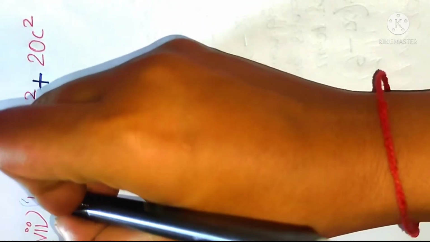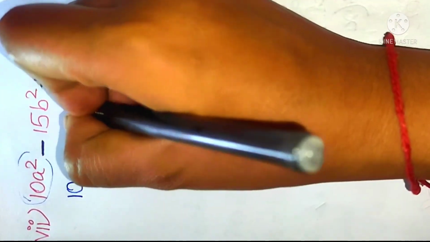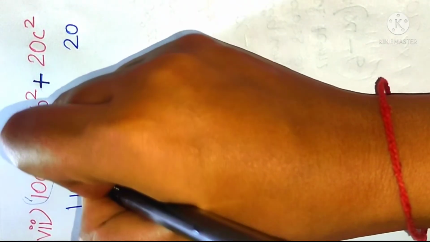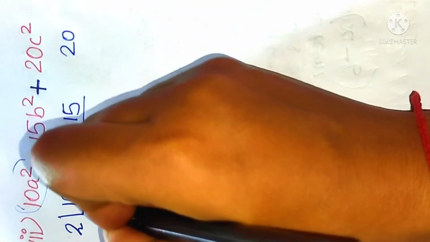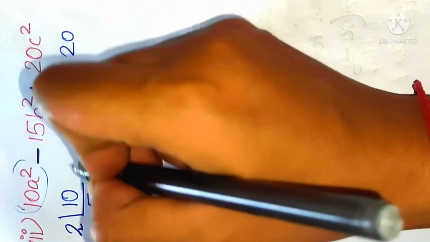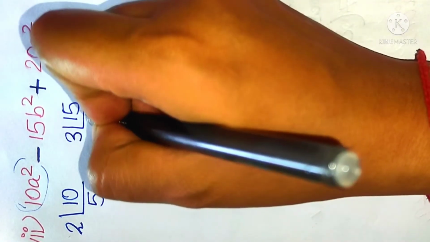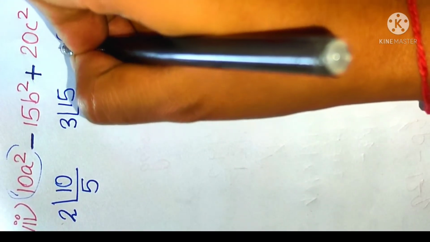Now we need to factorize the constant. Here we have 10, here we have 15, and here we have 20. So let us find out the prime factorization of 10. As 10 is divisible by the smallest prime number 2, so 2 5s are 10. 5 is the prime number, so stop here. Now 15 is not divisible by 2, so let us divide with the next prime number. 3 5s are 15 here. Here 5 is the prime number, so stop here.